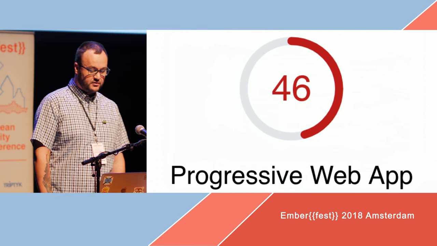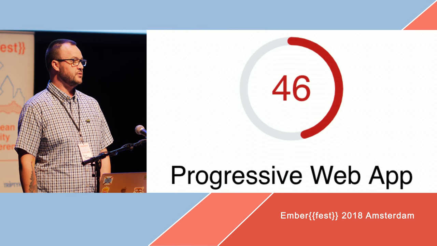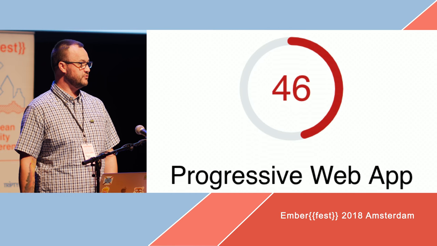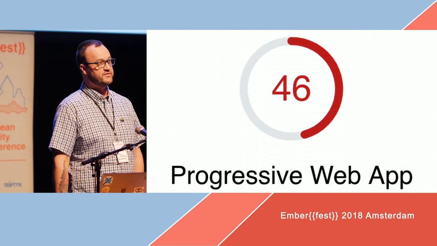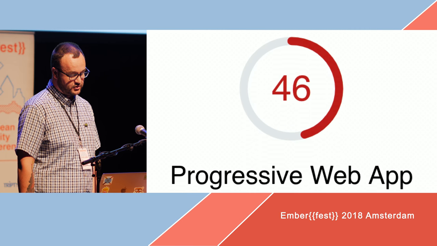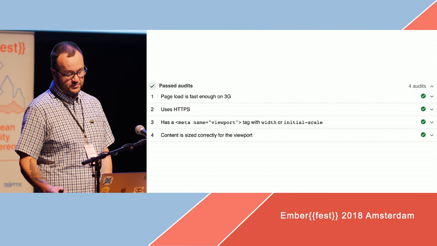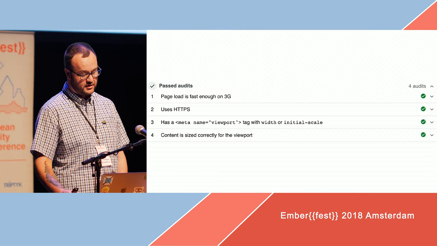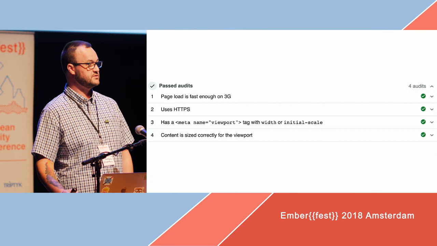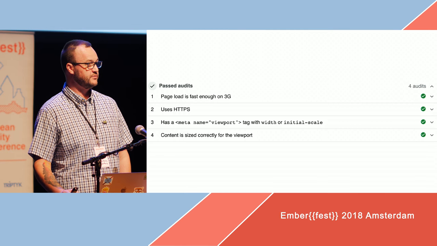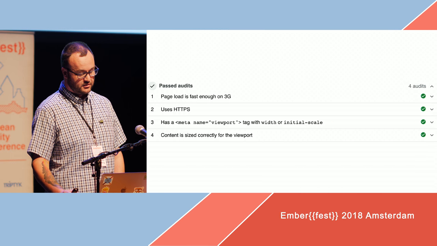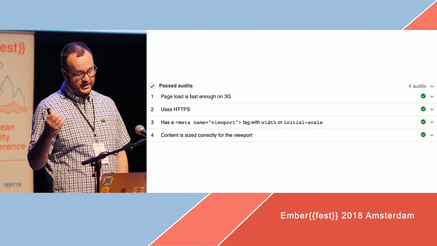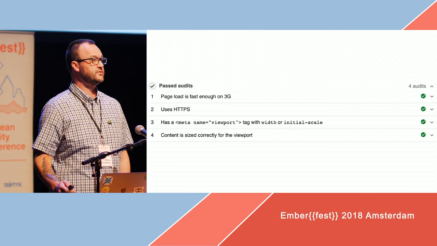So when we load up the Ember welcome page on a brand new Ember app and then run the Lighthouse audit, we end up with a progressive web app score of only 46. So obviously we've got a lot of work to do from here. Some of the things we pass right away. So page load is fast enough on 3G. It has a meta viewport tag. That's something that's provided for us in the default blueprint in our index HTML. Content sizes correctly for the viewport. And then Lighthouse happens to give us a pass on localhost for the HTTPS.